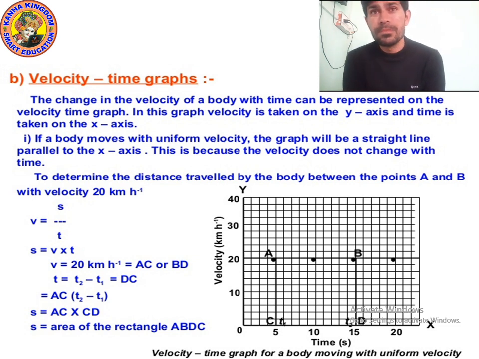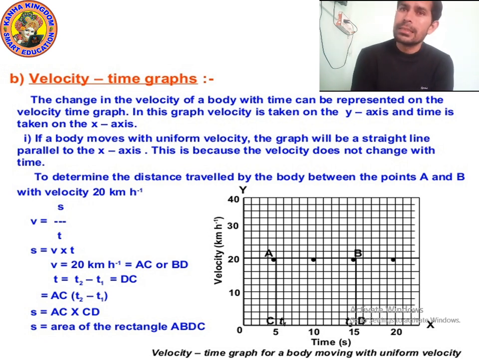means speed is constant but direction is given. Okay. If a body moves with uniform velocity, then the graph will be a straight line, because speed is constant. That's why the graph is a straight line. So the graph will be a straight line parallel to the x-axis.